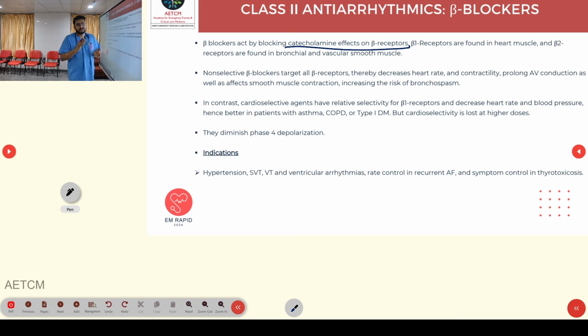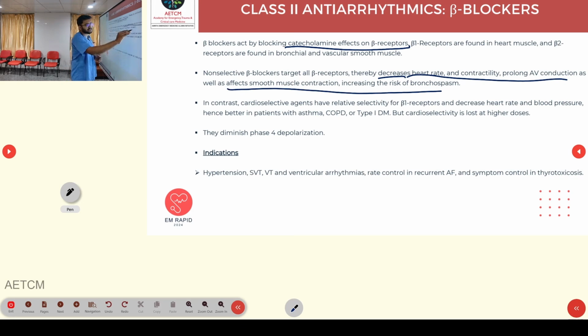Non-selective, as the name itself says, targets all the receptors and decreases the heart rate and contractility, prolongs AV conduction, and also has beta 2 and beta 3 actions as well. It affects smooth muscle contraction and increases the risk of bronchospasm, so you have to be careful in giving it to patients with asthma. In contrast, the cardioselective agents have selectivity for the beta 1 receptors, and they decrease only the heart rate and blood pressure. So they're better for patients with asthma, COPD, or type 1 DM.